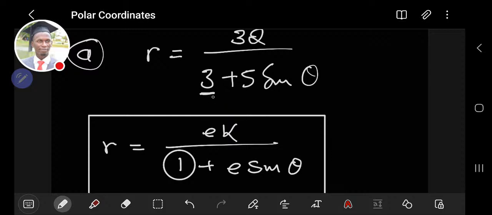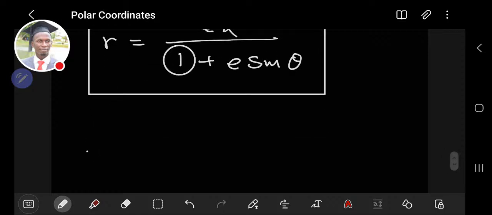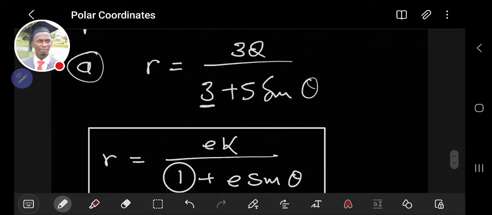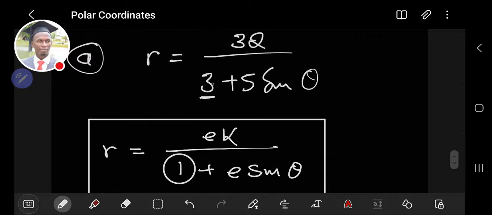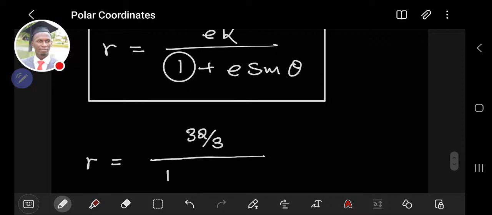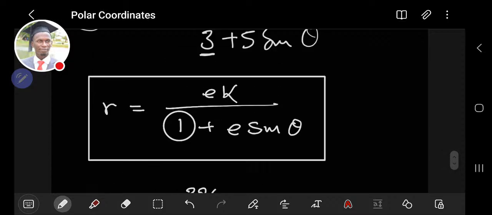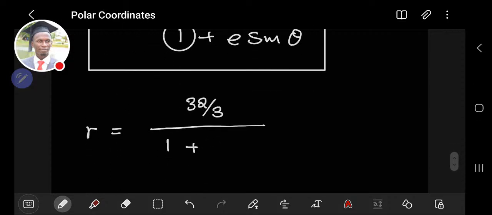So that is your starting point. You want to ensure that this is a 1. How do you do that? Divide everything by the 3 there. So that expression now becomes, the numerator, when you divide it by 3, it becomes 32 divided by 3, then over the 3 itself divided by 3, that would be a 1, plus, now you have 5 divided by 3. So this becomes 5 over 3. Then you have sine theta.